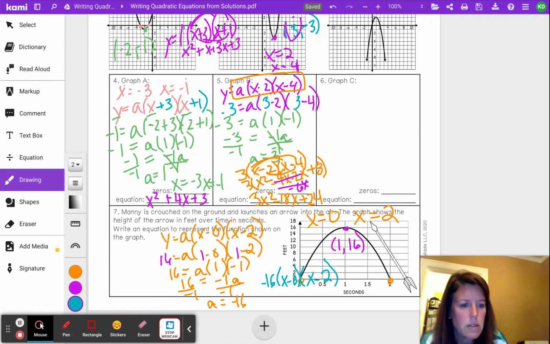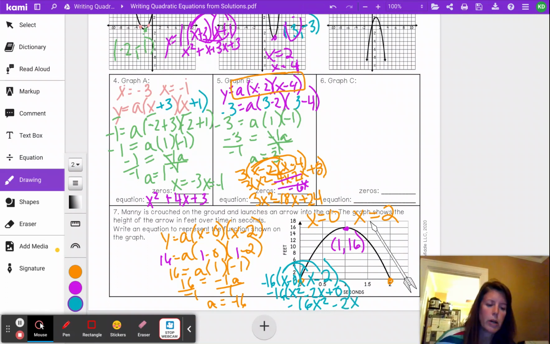Okay, so if we were to FOIL this out, x squared minus 2x. And then this 0 times x, that's just 0, so we don't need to write that. And then negative 0 times negative 2, that's just 0, so plus 0. But we have to multiply negative 16 times everything. So that is negative 16x squared minus 2x. And that is your equation right there for that function.